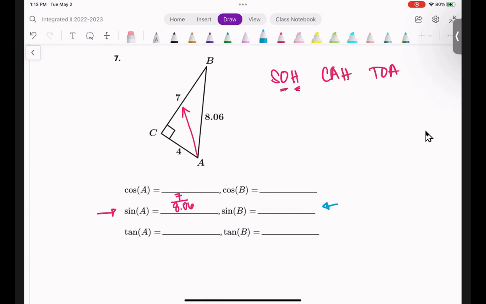Opposite. Who's the opposite of B? It's 4, right? Because it's across from it. And then the hypotenuse. Who's the hypotenuse? The hypotenuse is always the longest side of your triangle, and it's the side that's opposite of your right angle. Yep, 8.06. All right, that's all you have to do.